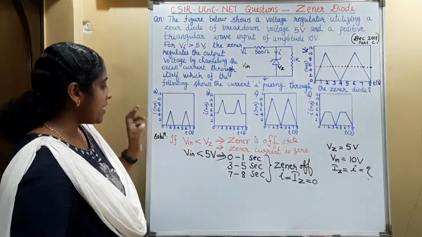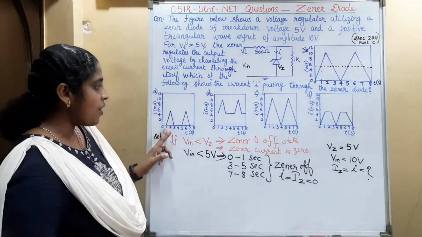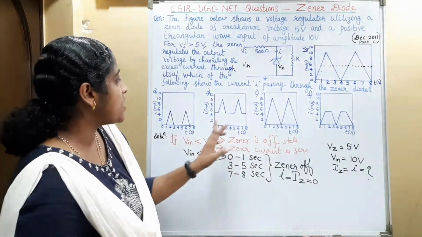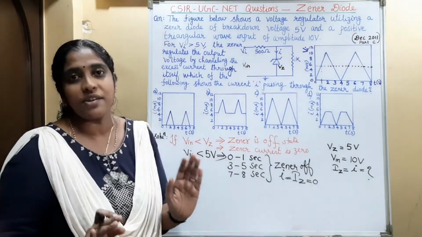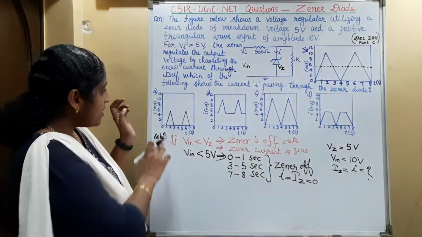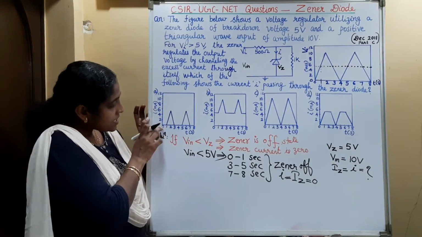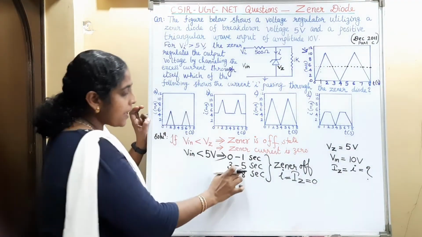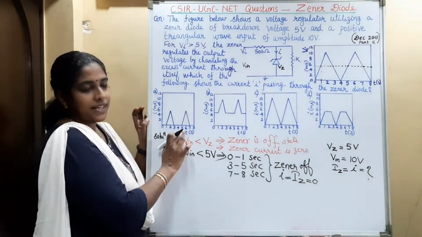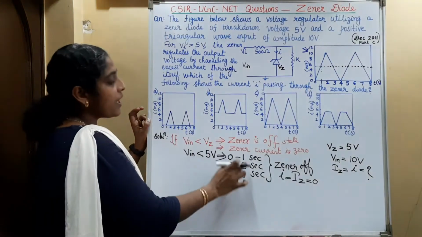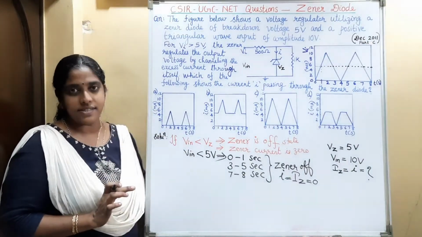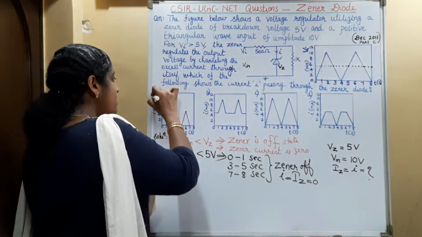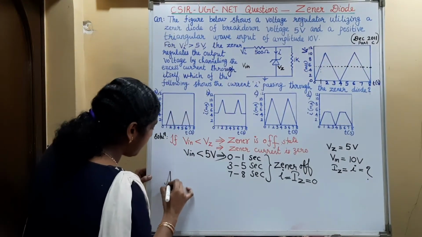Now we have to check in which options the Zener current is 0. Only in option A the Zener current is 0 and in all other options there is some Zener current flowing through it. So in option A, see that 0 to 1 second the Zener current is 0 and from 3 to 5 second also Zener current is 0. From 7 to 8 second also the Zener current is 0. So the answer is option A.